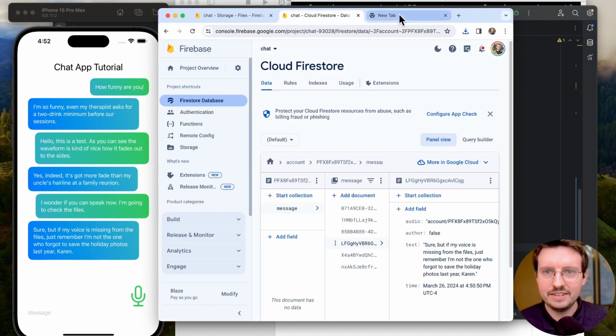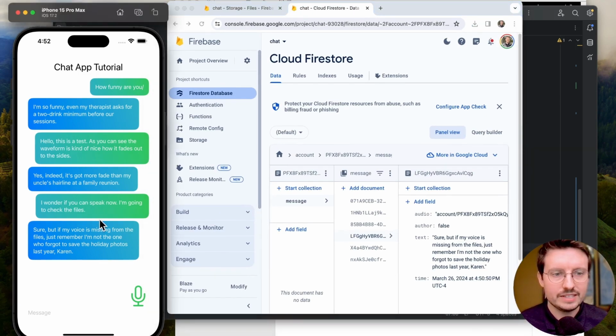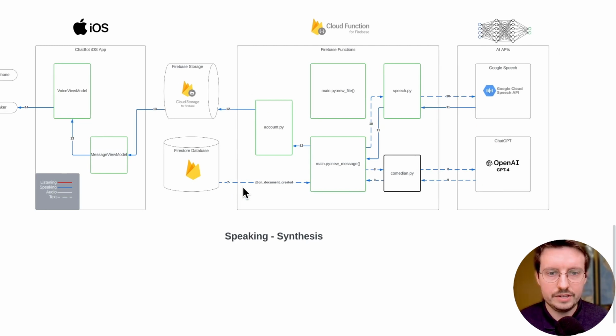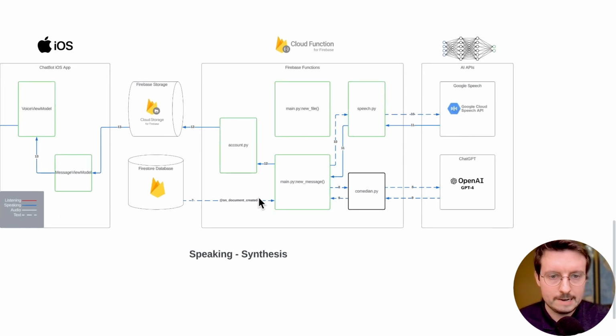And there you have it. It played the audio for the joke. So it's able to now generate the joke audio. And so what we've just done is we've triggered on document created. We will trigger the new message. The new message will create a joke. Then it will take that joke and pass it to speech.py, pass it to the Google Cloud Speech API, which will return an audio file.